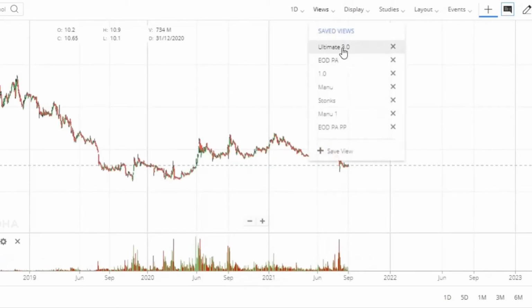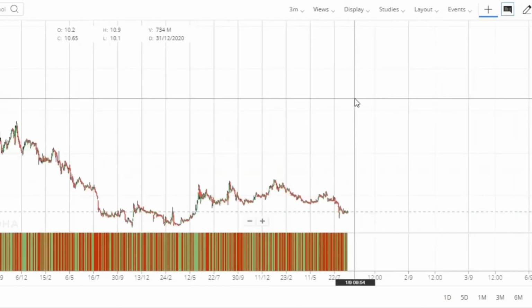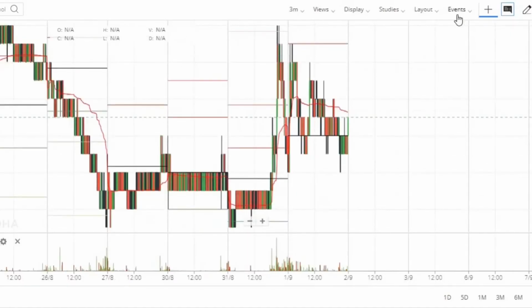Let's now see if we are getting anything on the downside. To find a trade on the downside, we need a stock or an asset that is in a downtrend.